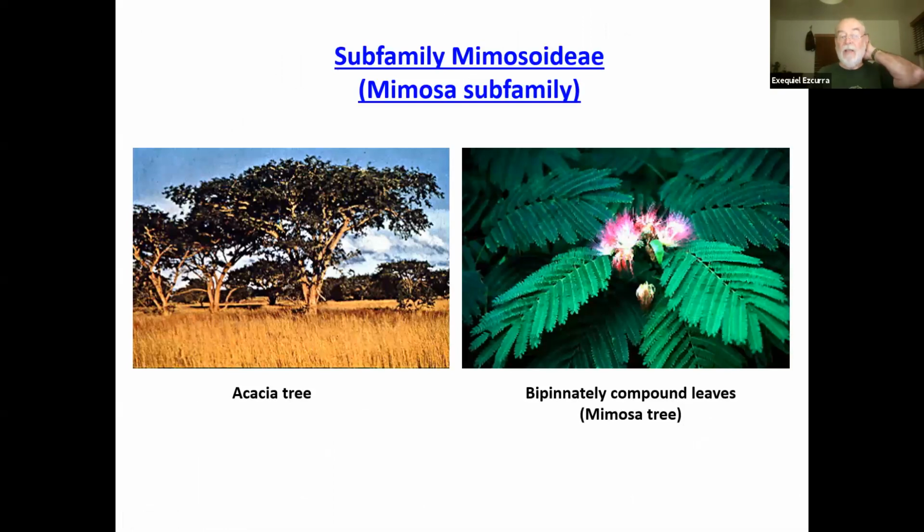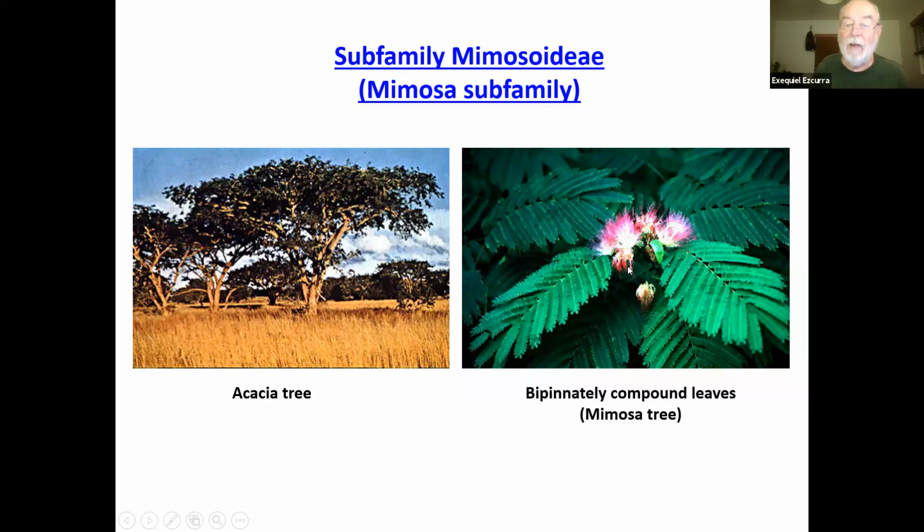Important plants in this family: all the acacias that form the savannas and dryland ecosystems, dry grasslands in Africa, in Australia, in South America. You can see in the mimosa tree very well here the bipinnate leaves, and you can see the flowers. Really, the attractant in the flowers is the stamens themselves. It has a multitude of stamens, by the way.